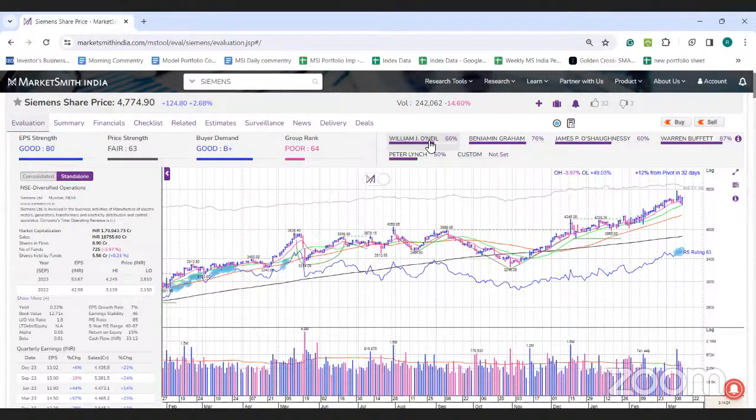And going forward also, 21 DMA is going to be crucial, and if that level is breached on higher volume, you can consider exiting, and otherwise you can continue to hold it. And fresh entry is not advised at this moment. There is no proper buy point.